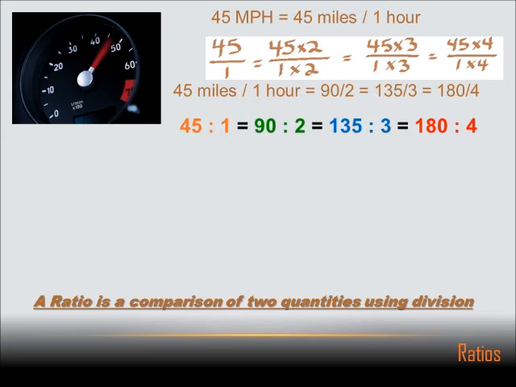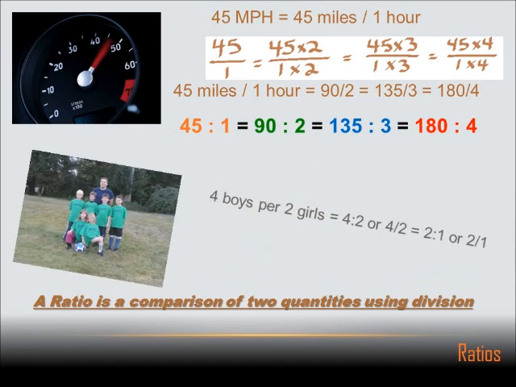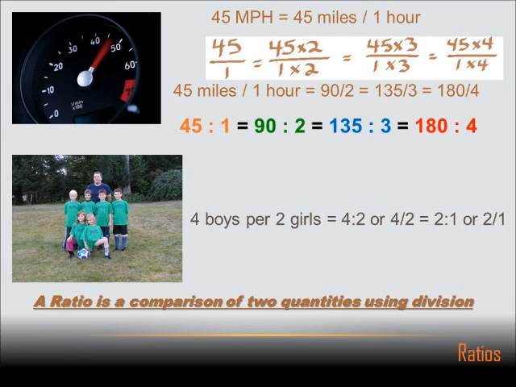And we could write these as ratios in any of a number of ways. 90 over 2 is a perfectly good ratio, but another way to write that would be 90:2, which we would read 90 to 2. We would read this 45 to 1. We'd read this 135 to 3.